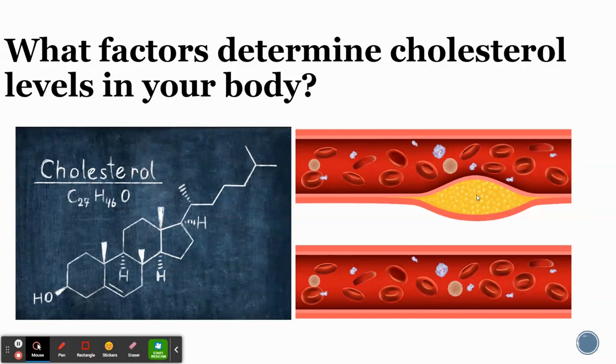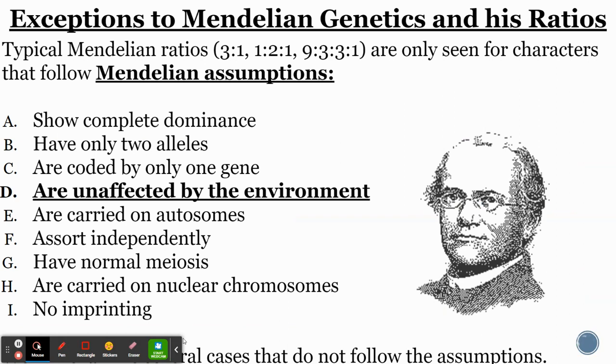So it's interesting to see that maybe these two individuals are twins and they have the same genes, but this person has more cholesterol, maybe because their diet's different. It's possible too. So one of the Mendelian assumptions, where Mendel was lucky not to encounter this too much in his studies, was that genes and characteristics are unaffected by the environment.